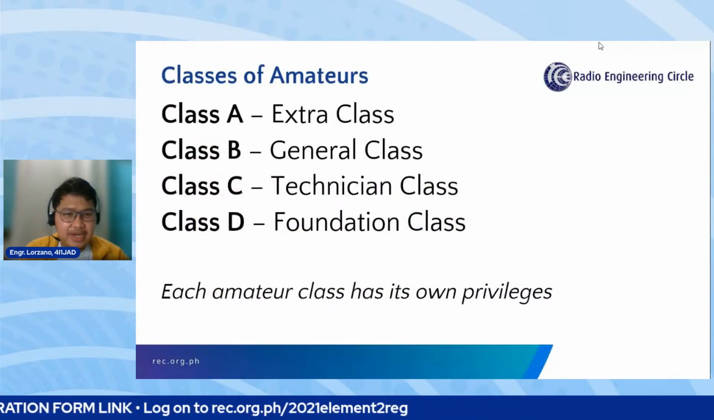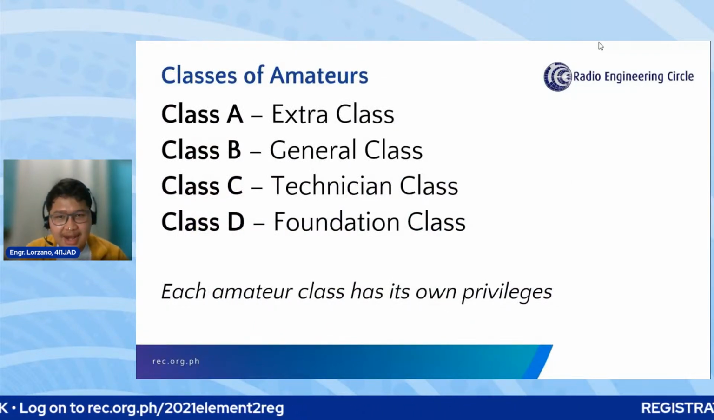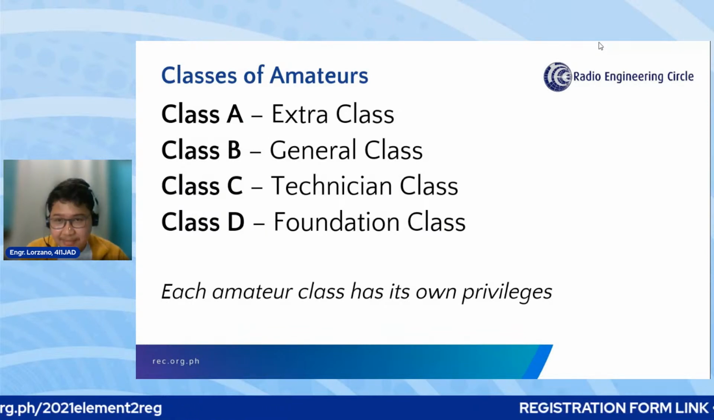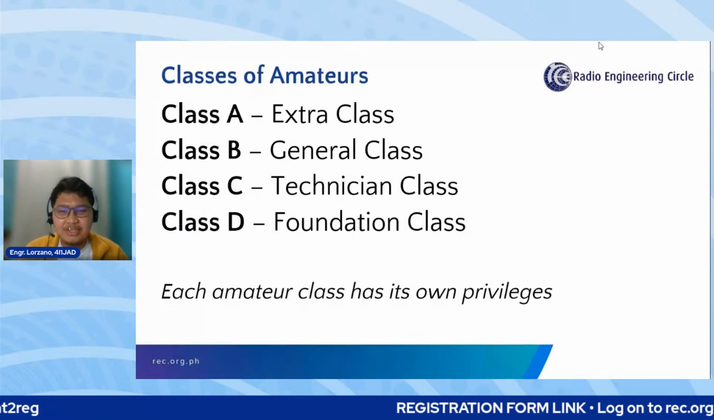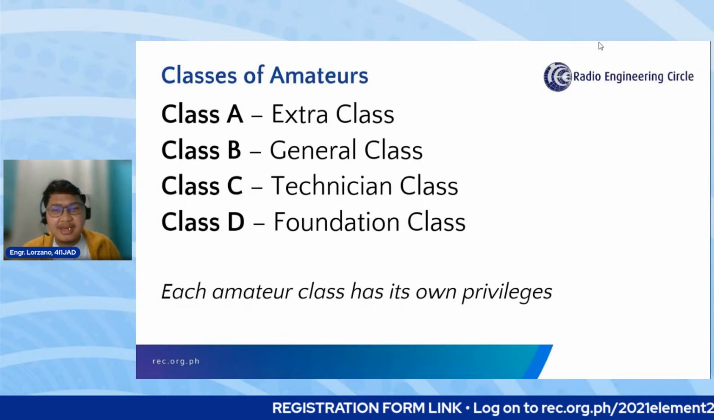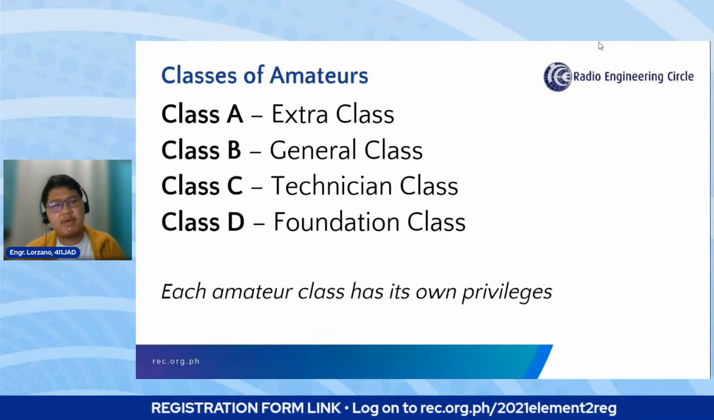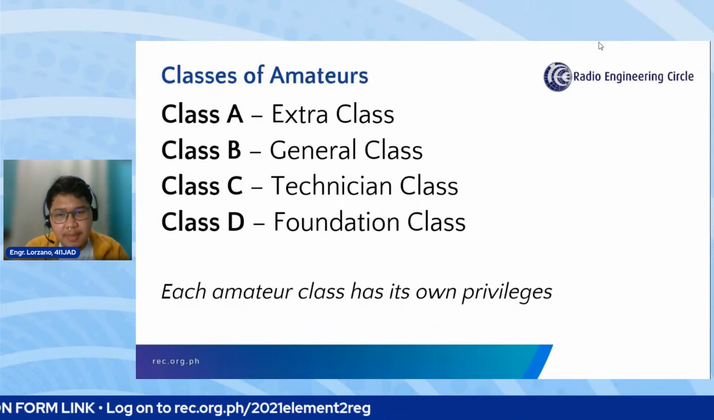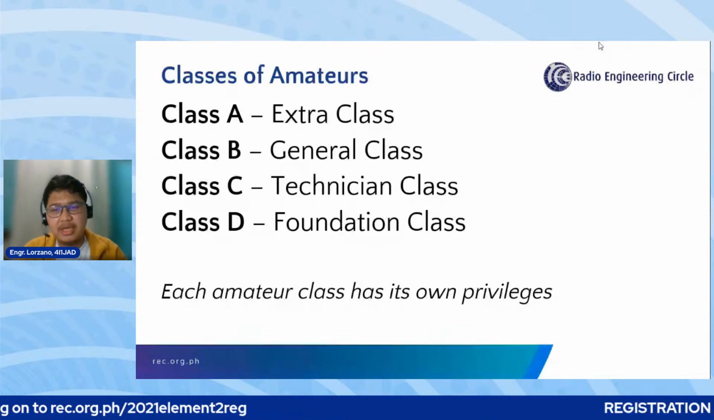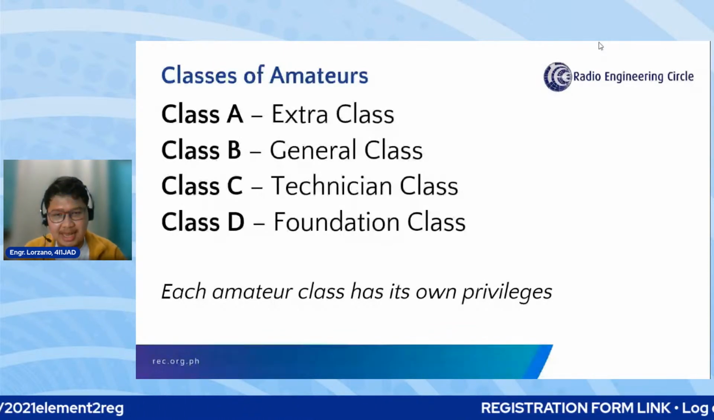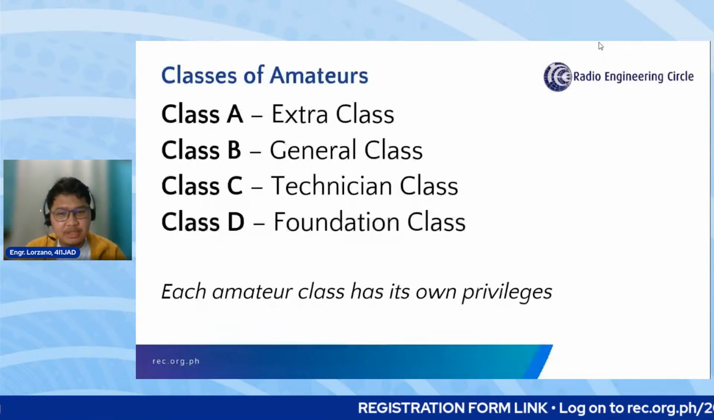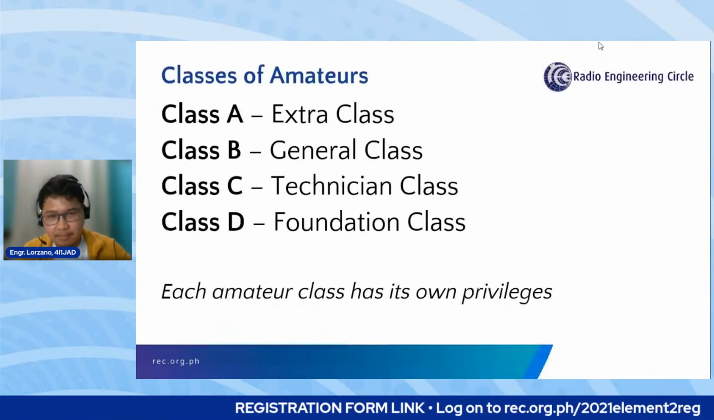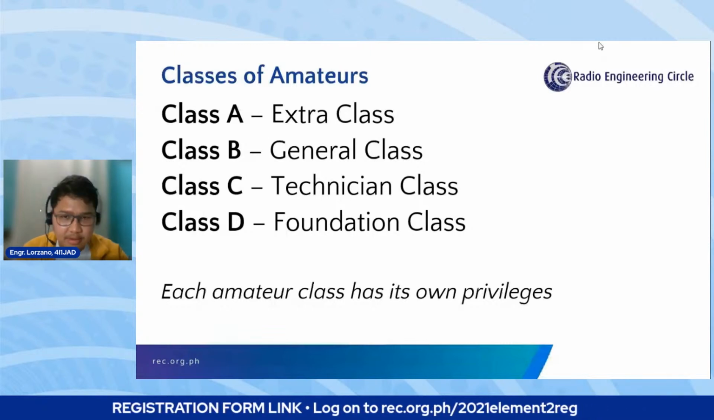And the next one, classes of amateur privileges and technical regulations. So, in amateur radio, meron tayong 4 na classes. Class A, Class B, Class C, and Class D. So, ako po, I'm in the general class. I'm a Class B radio operator. Kayo po, once you were able to pass the exam, you will be a Class C or technician class. So, bawat amateur class, meron siya mga kanya-kanyang privileges and we will learn more about it.